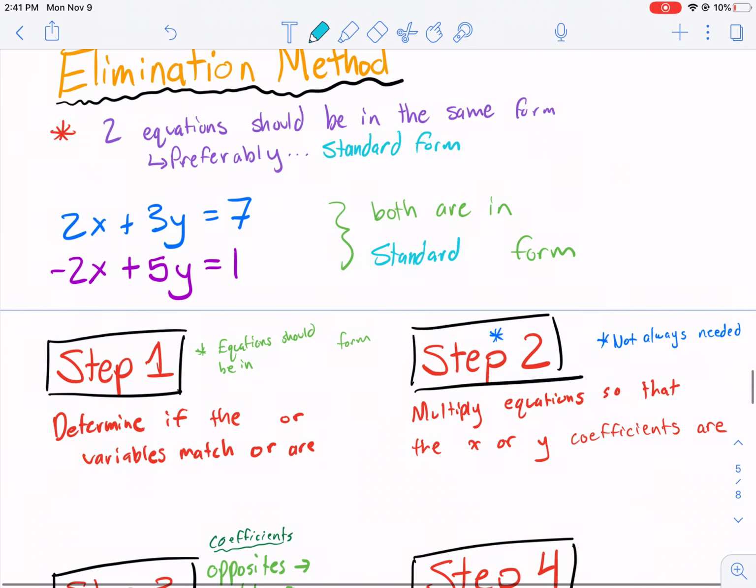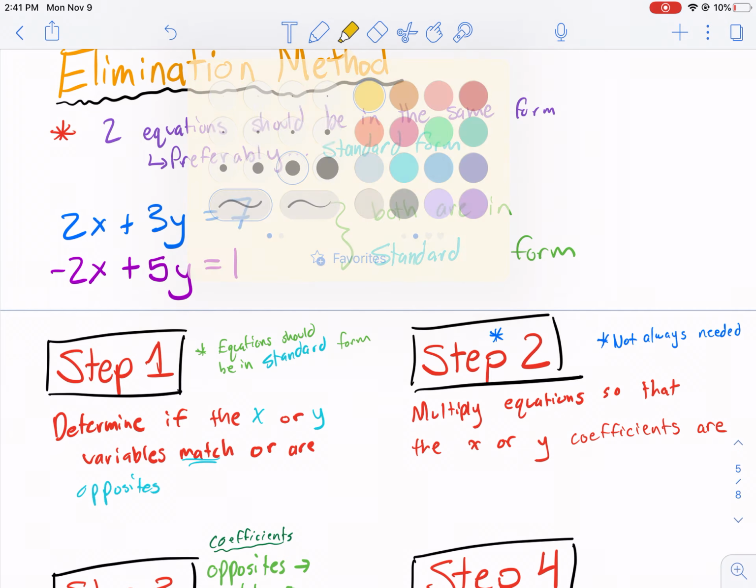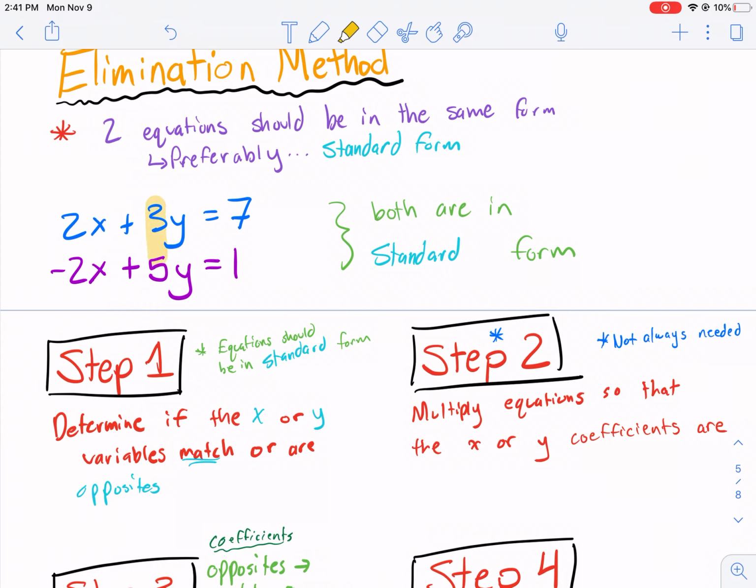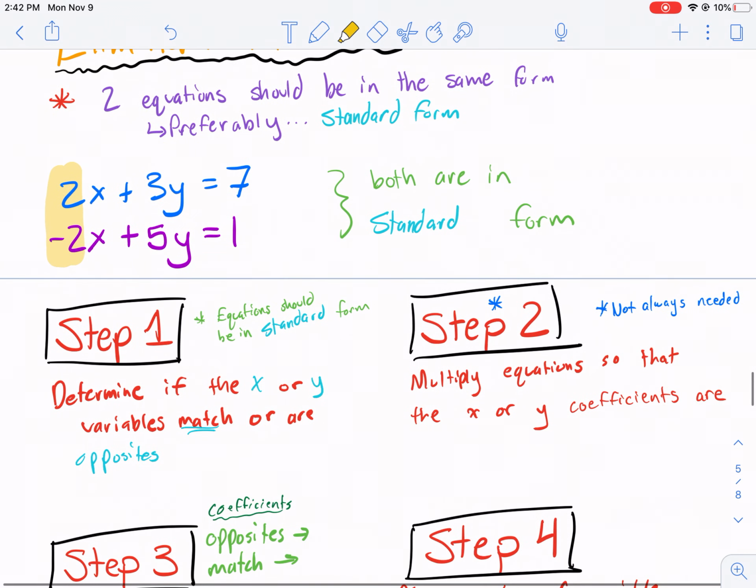Step 1, the equations should be in standard form. We want that. Determine if the x or y variables match or are opposites. Why is that? Well, you're going to find out soon, but it makes it very easy to solve when they match or are opposites. We look at the y's, and the coefficients are 3 and 5. Those are not the same, and they're not opposites. We look at the x, and the coefficients for x are 2 and negative 2. Those are opposites, so we're in business with the x. In this case, we're going to choose x to focus on.